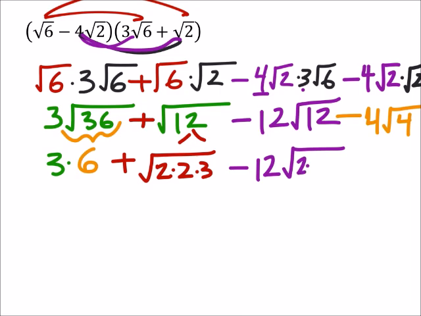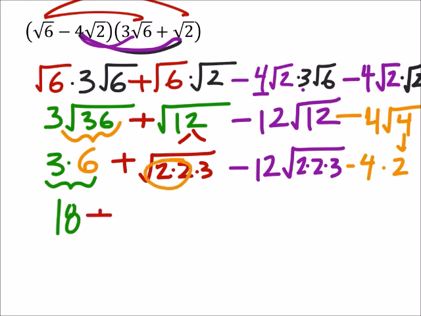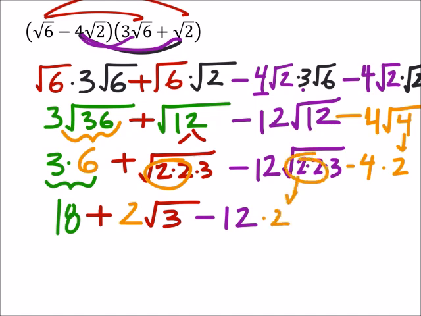That 12 is going to give me 2 times 2 times 3. And then I've got 4 minus, the square root of 4 is 2. Okay? So now I've got 3 times 6, which is 18. And then I'm going to add, here I've got a pair of 2s, so I've got 2, that's a plus, times the square root of 3, minus 12 times, here's another pair of 2s, so 12 times 2 times the square root of 3 remains, minus 4 times 2 is 8.